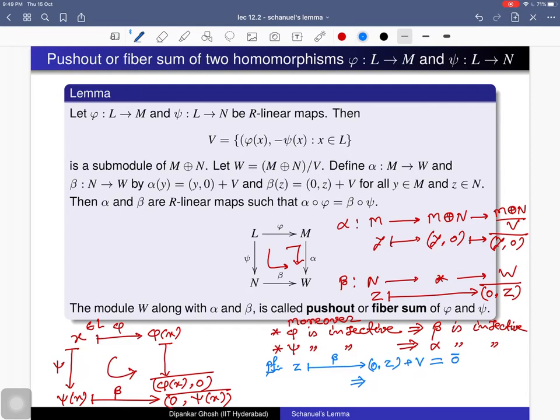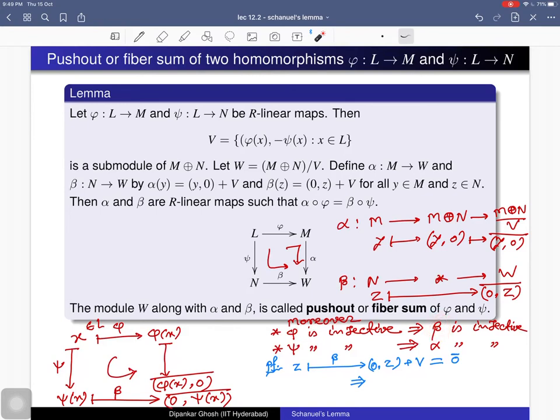So it is saying that if this map phi is injective, then this beta is also an injective module homomorphism. And if this psi is injective module homomorphism, then this alpha is also an injective module homomorphism. So let us verify at least one statement here. Suppose phi is injective; we need to prove that beta is injective.